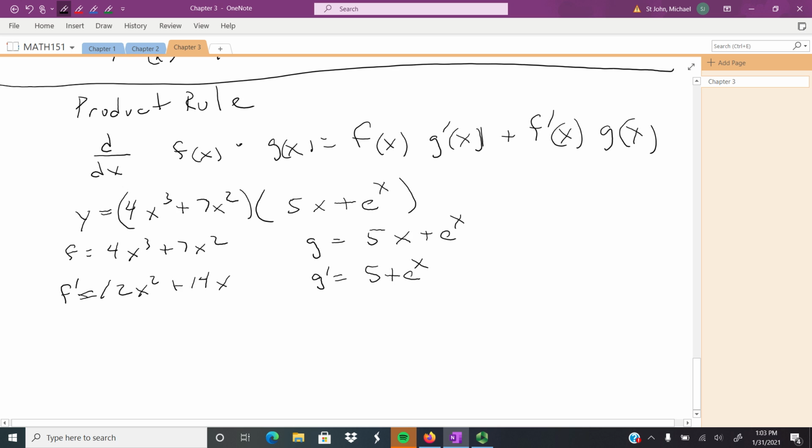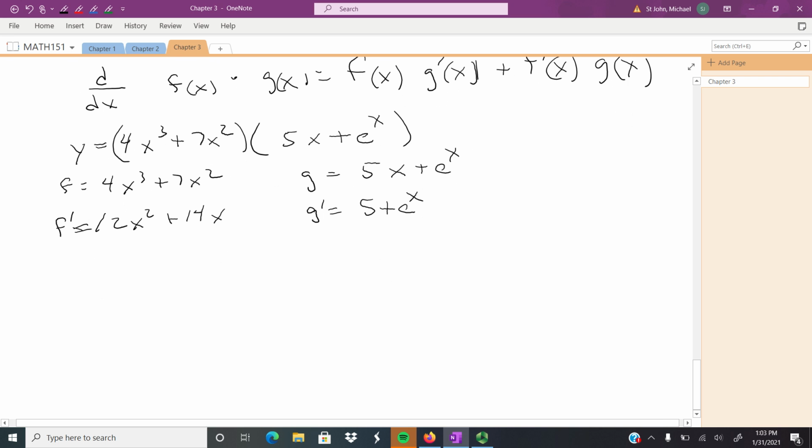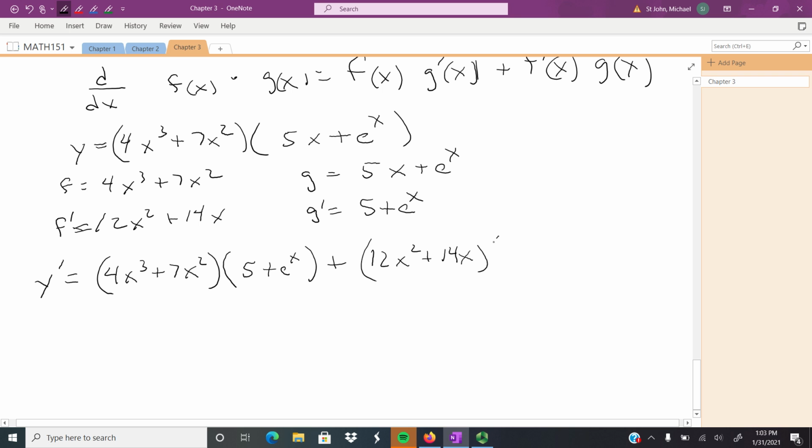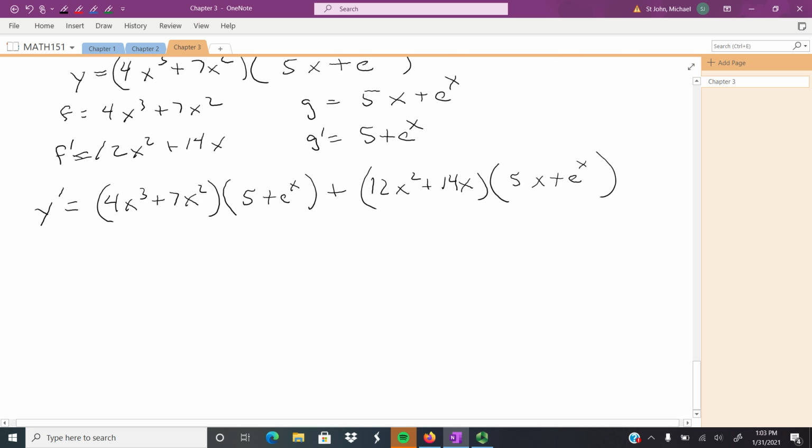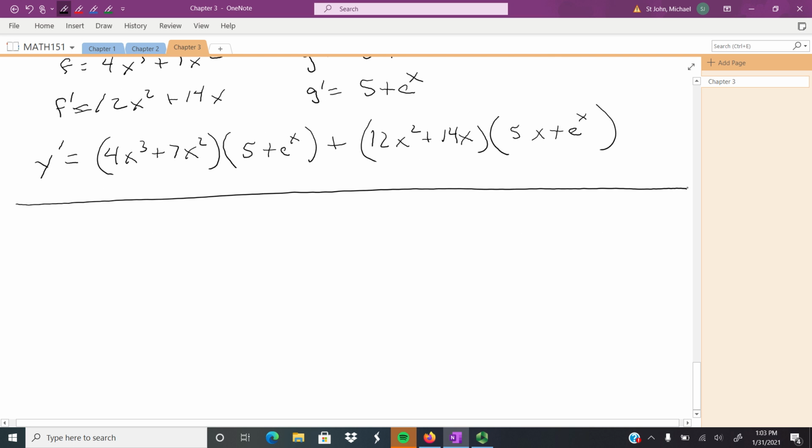So now what I'm going to do is just take all my pieces and plug them in. And so my derivative is going to be 4x cubed plus 7x squared, times 5 plus e to the x, plus 12x squared plus 14x, times 5x plus e to the x. And we have our derivative, right? So we have the product rule.